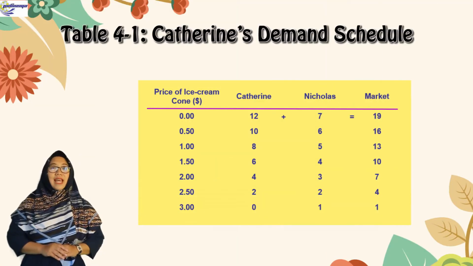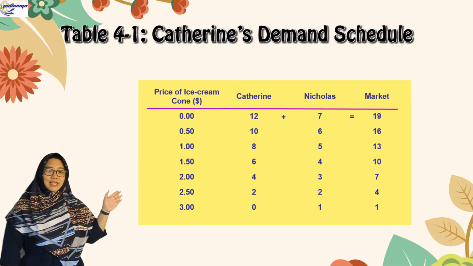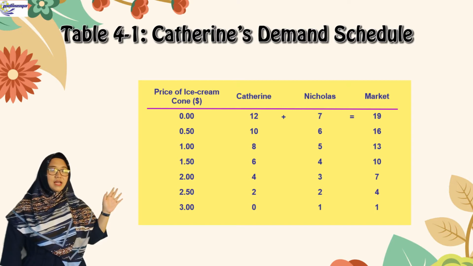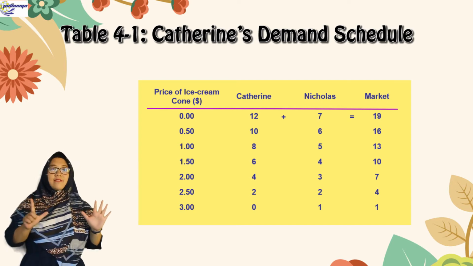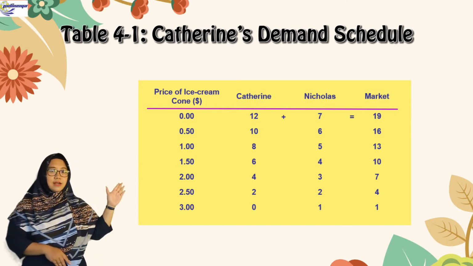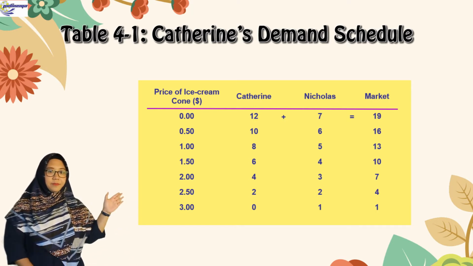Okay, so let me give you an example. Take a look, table 4.1, Catherine's demand schedule for her ice cream cones. So here there are 1, 2, 3, 4, 5, 6, 7. There are 7 price levels, starting from $0 to $3. Take a look at the graph.